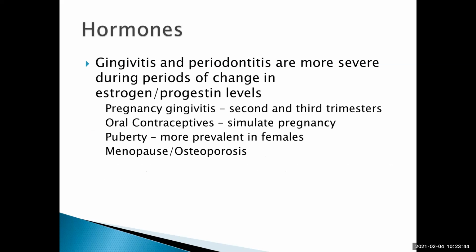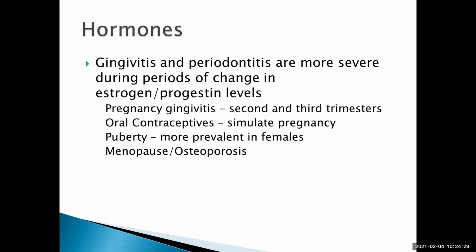Hormones. Gingivitis and periodontitis can be more severe during periods of hormonal changes in both estrogen and progestin. So there's something called pregnancy gingivitis, and that's usually seen in the second and third trimesters. You have oral contraceptives, which mimic pregnancy in the body, and so they can have a similar oral manifestation. Puberty gingivitis for hormonal situations is more prevalent in females for some reason than males.